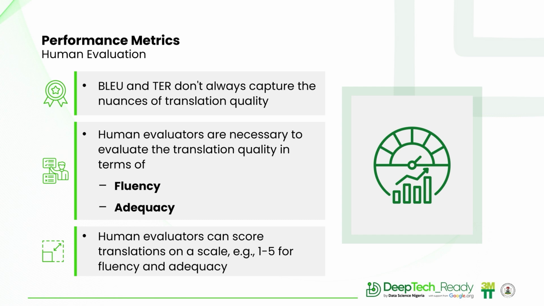Now, fluency checks whether the translation is grammatically correct and natural sounding, and the adequacy checks whether the translation accurately reflects the meaning of the source text.